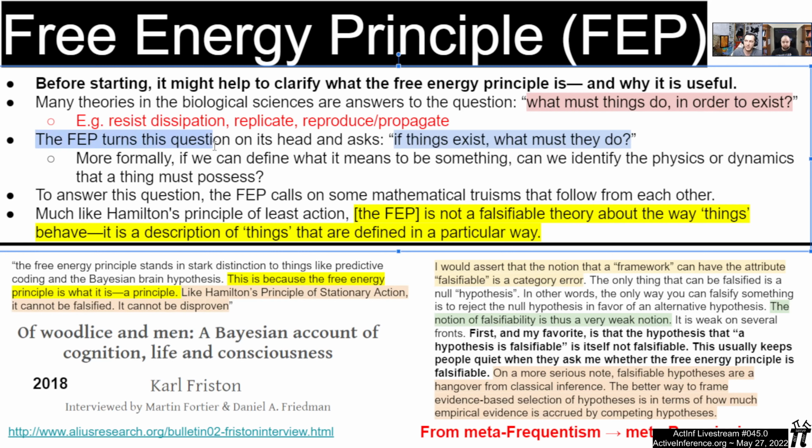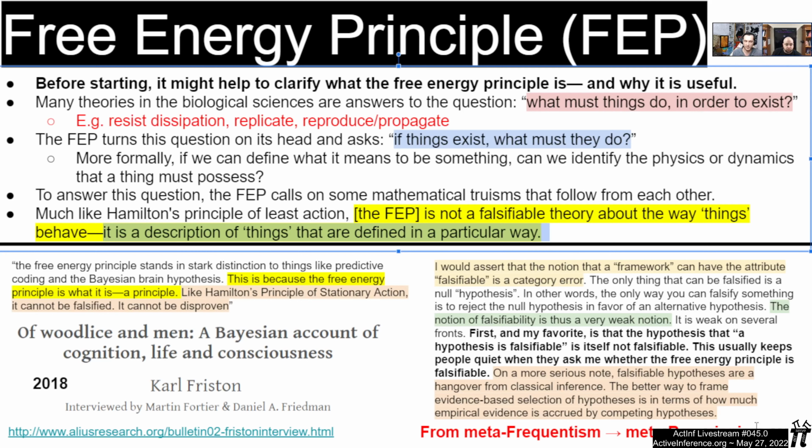The FEP turns this question on its head and asks, if things exist, what must they do? More formally, if we can define what it means to be something, can we identify the physics or dynamics that that thing must possess? To answer this question, the FEP calls on some mathematical truisms that follow from each other. Then they write, much like Hamilton's principle of least action, the FEP is not a falsifiable theory about the way things behave. It is a description of things that are defined in a particular way.